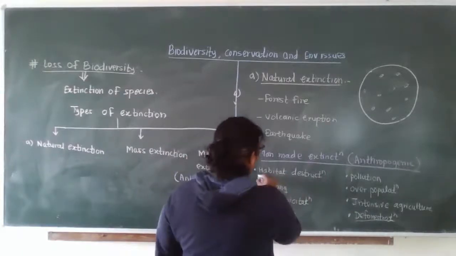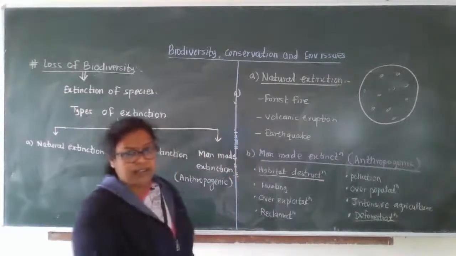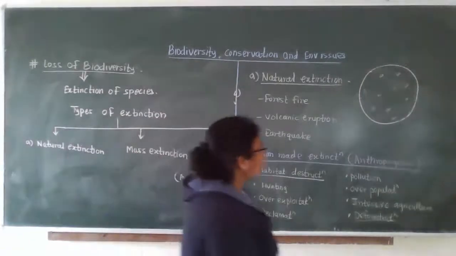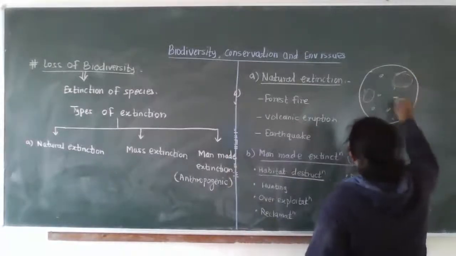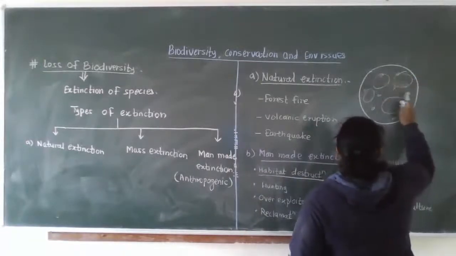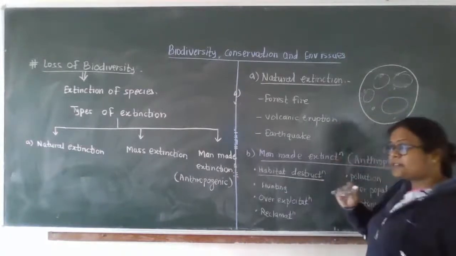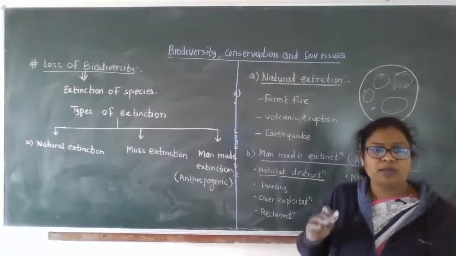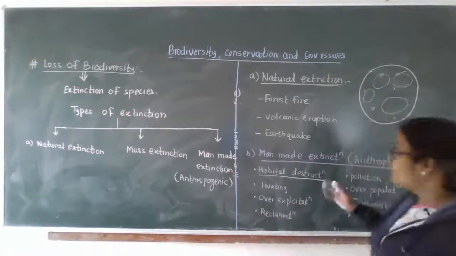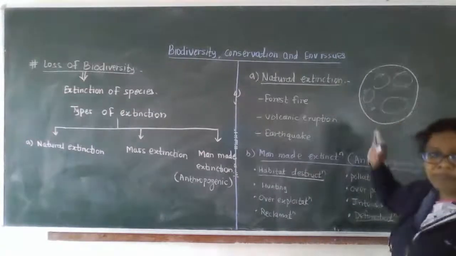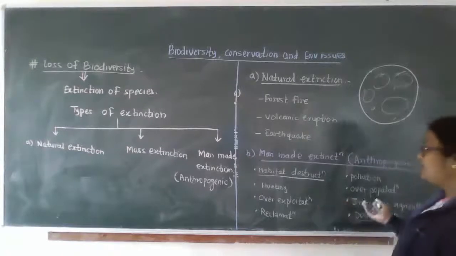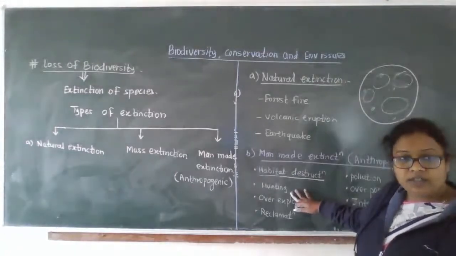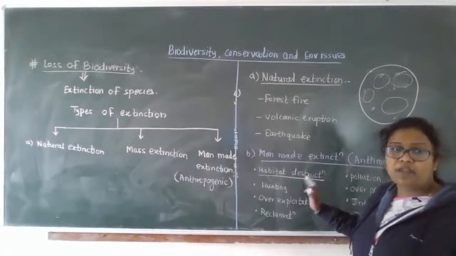Then the next one: we are disturbing the natural habitat, and we are occupying the maximum area of that ecosystem. Sometimes we are removing the species totally from that ecosystem. It is a great threat from humans to other animals. Then hunting, not only hunting but overhunting. Overhunting is done by humans.